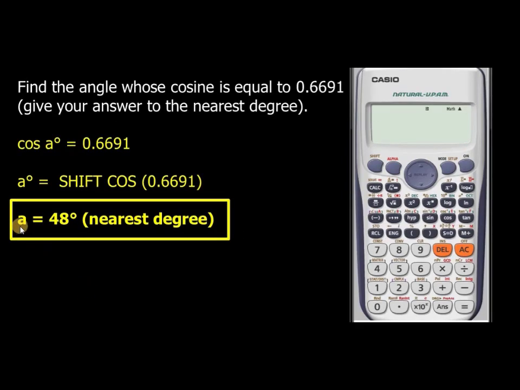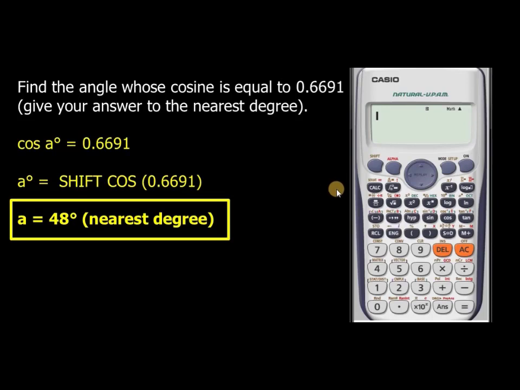Here is the answer to the question. Angle A is equal to 48 degrees to the nearest degree. Before we look at the calculator and how to do it, let's look at the question. Question says find the angle whose cosine is equal to this number. So we start with cosine of angle A is equal to the number in the question. We want to go back to the angle, so we must do Shift cosine the number in the question.